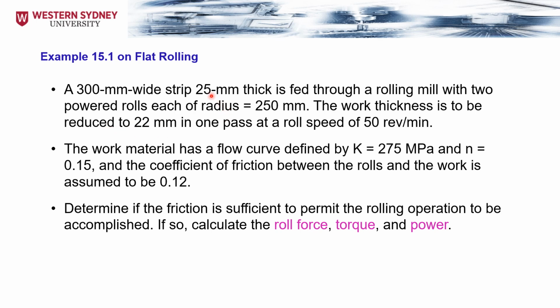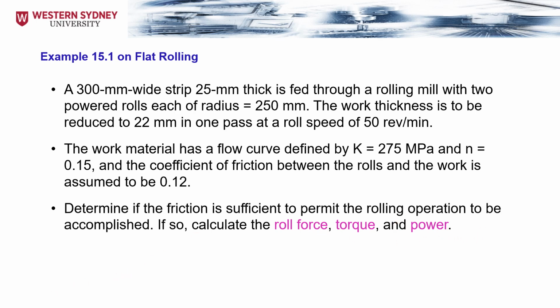So we're going to take it down from 25 to 22. This is the T_f, in one pass, with a roll speed equal to 50 revolutions per minute. This is the N. Now, the work material has a flow curve defined by the K value of 275 megapascal and the n value of 0.15. And the coefficient of friction between the rolls and the work is assumed to be 0.12. Bear in mind, we need to determine if the friction is sufficient to permit the rolling operation to be accomplished. If so, calculate the roll force, the torque, and the power.